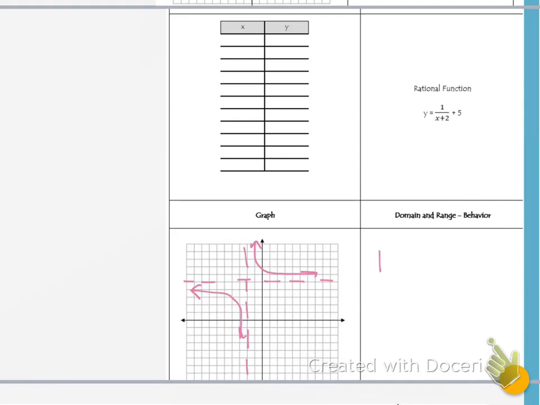Okay, so my domain, I'm going to do all of my x values. So it goes all the way from negative infinity to positive infinity, but the only one we can't include when we do this is negative 2. So x cannot equal negative 2. When we do our range then, my y cannot equal 5. So it goes up and down all the way, but they can't equal this.